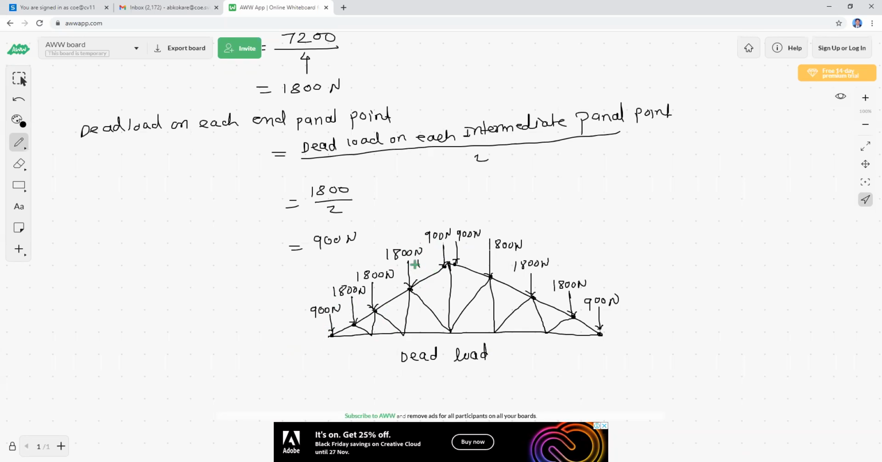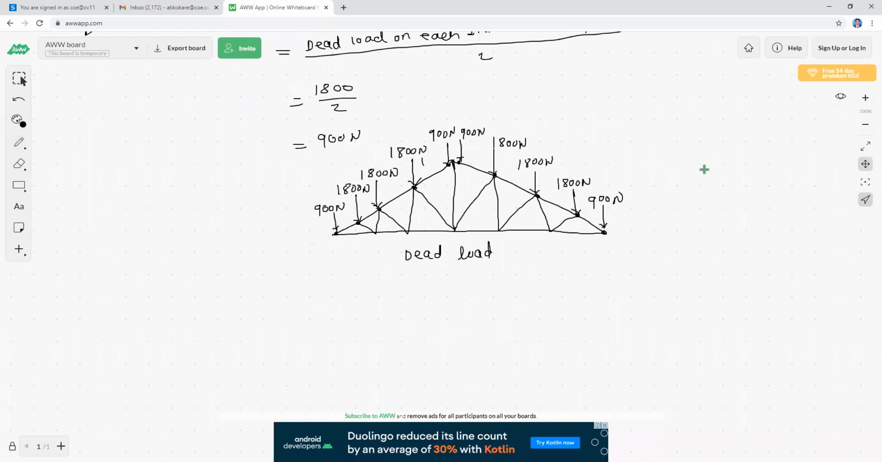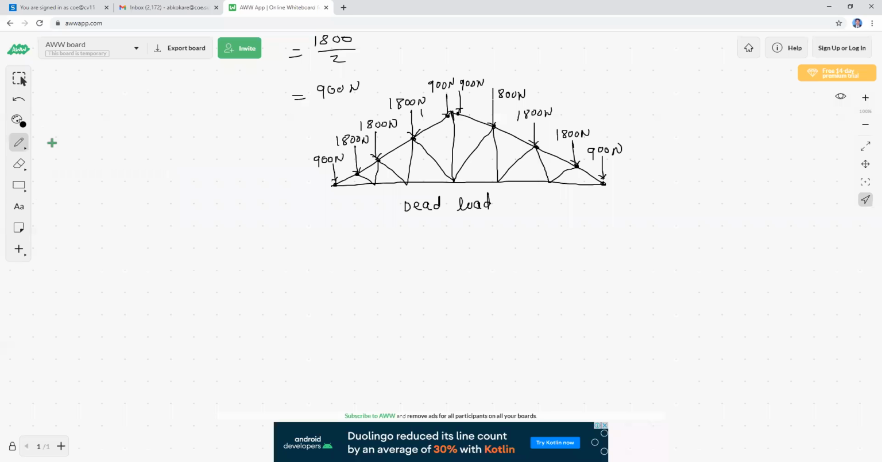So the same loads are reflected on the next side also. Now the next step, step number 8, is to calculate the live load. So we have to calculate the live load.